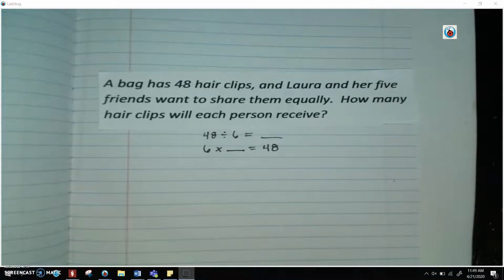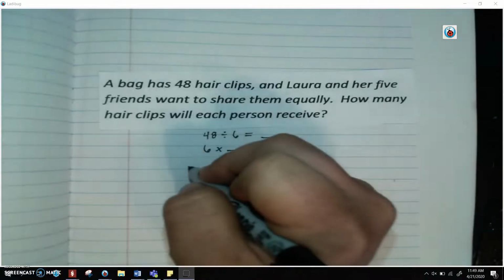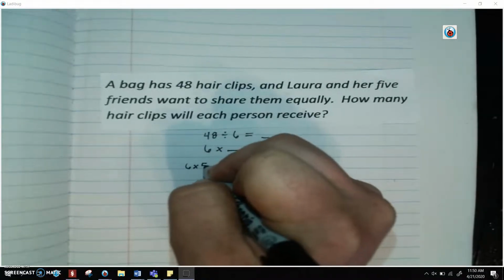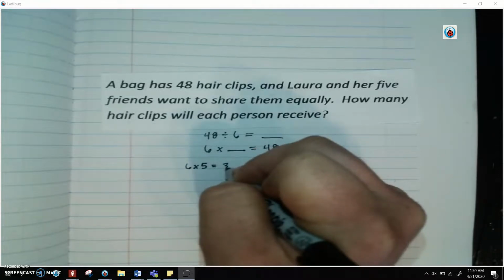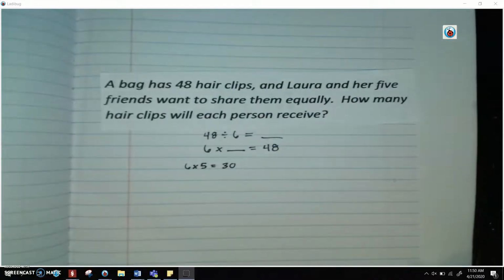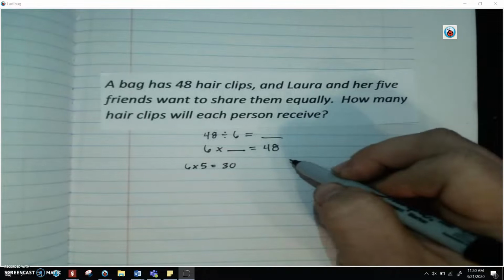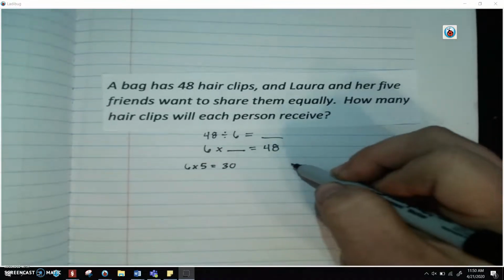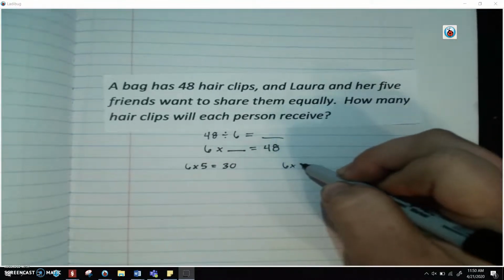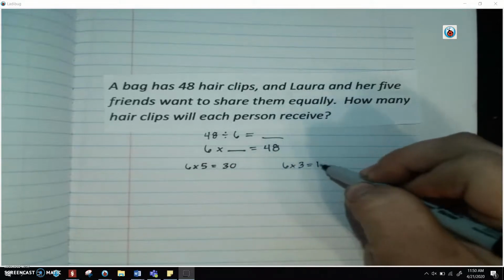What I'm going to do is multiply up by 6 until I reach 48. So what I'm going to do first is something that's easy. 5s are easy. So I'm going to say 6 times 5, and that equals 30. Now I have a difference of 18 there. So I know that 6 goes into 18 3 times. So 6 times 3 equals 18.